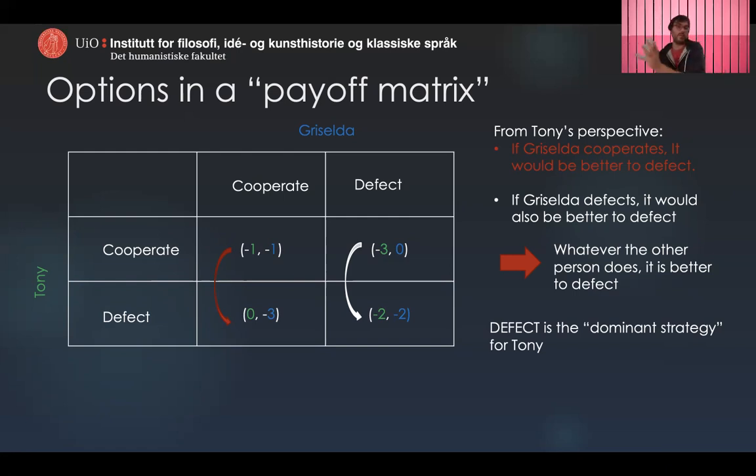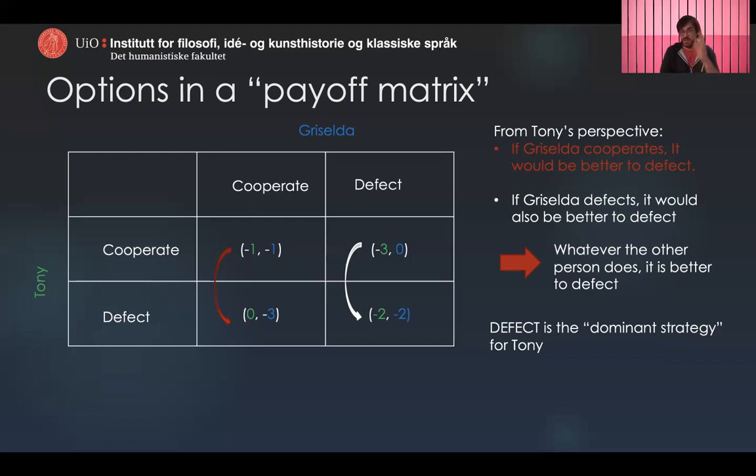Now I think, what is the other option? That Griselda also defects. Okay. So if she also defects, then it would also be better to defect because 2 years in prison is better than 3 years in prison. Because if I cooperate while she defects, I get 3 years in prison, while if I also defect, I get 2 years in prison. So whatever Griselda does, from Tony's perspective, it is better to defect.